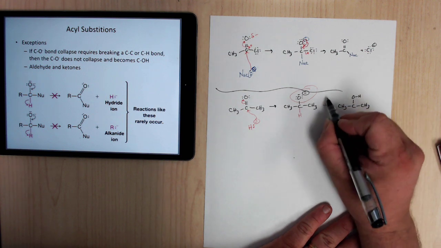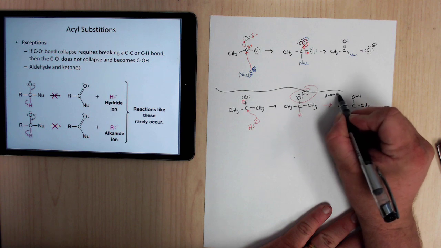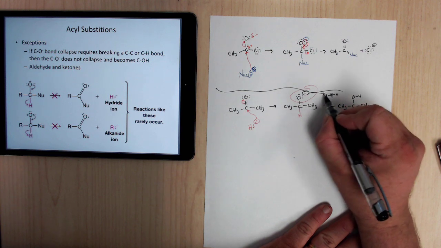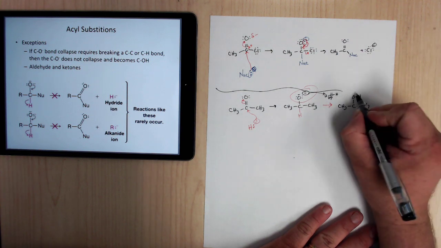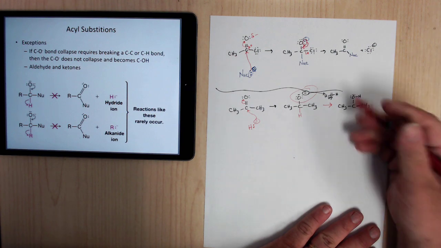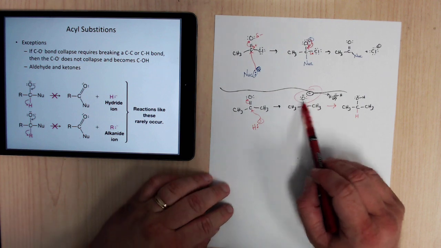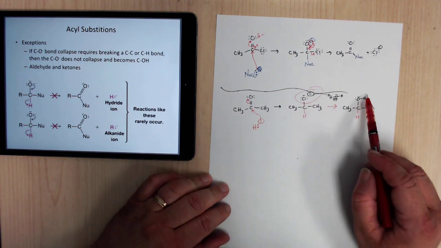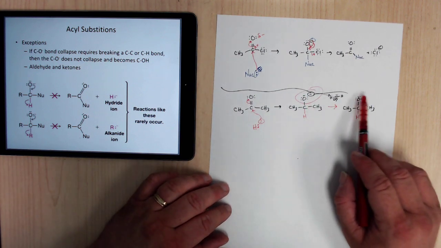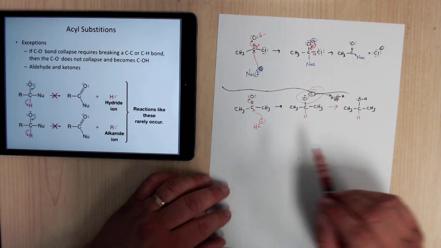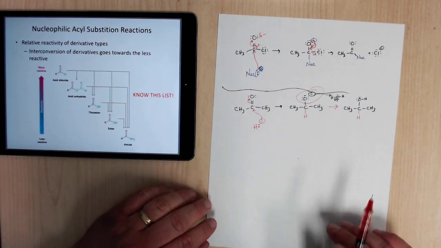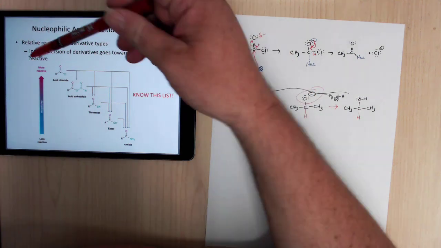So somewhere along the way you dump in water, and it grabs it. So you would get this molecule. So if it ends up being stuck like this with the O-, it's going to grab a hydrogen from something and turn into the alcohol. So be careful.